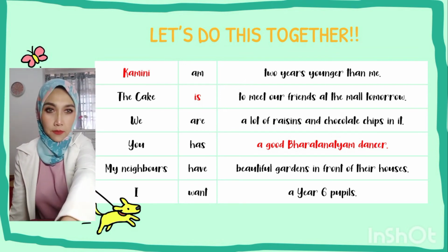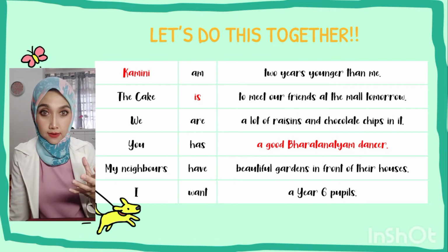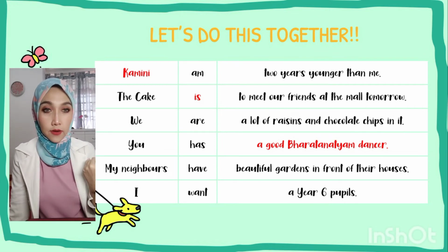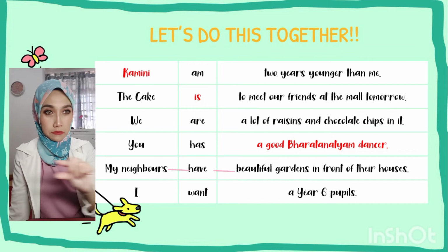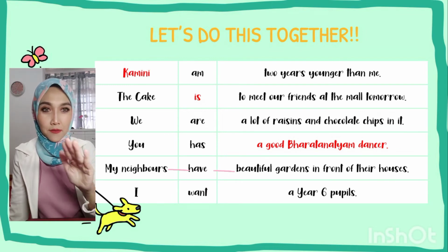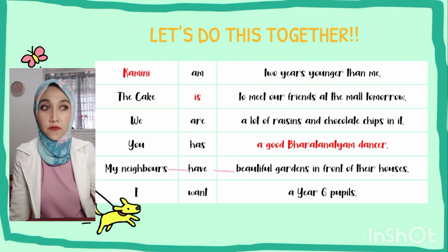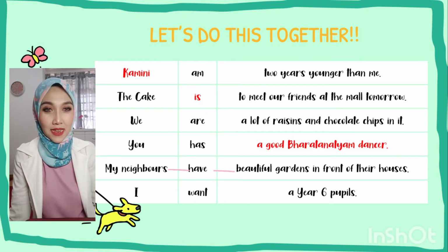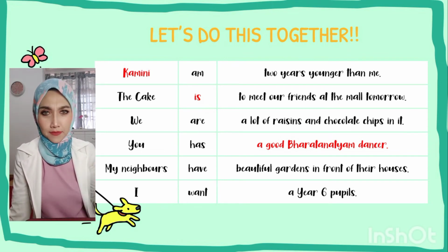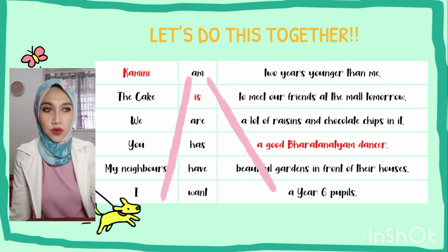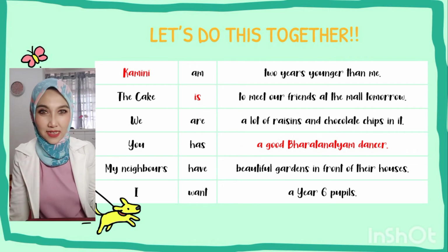Neighbors. Oh yeah, my neighbors. This is a plural subject. Neighbors, got s there. So my neighbors have beautiful gardens in front of their houses. Very easy. One full sentence. Right? Okay, last one. I. You don't have to think about this, because it's definitely am. I am a year 6 pupil. Easy peasy. Understand that? Can you do that? Very easy, right? Okay, good.